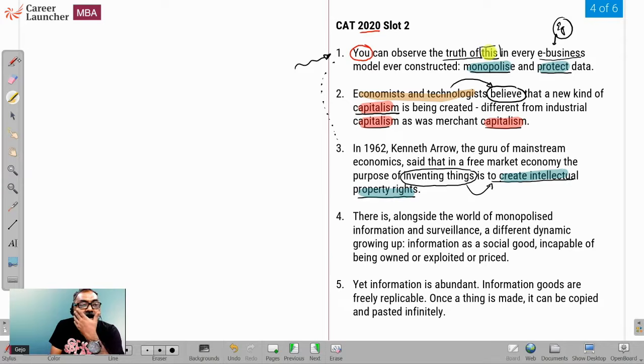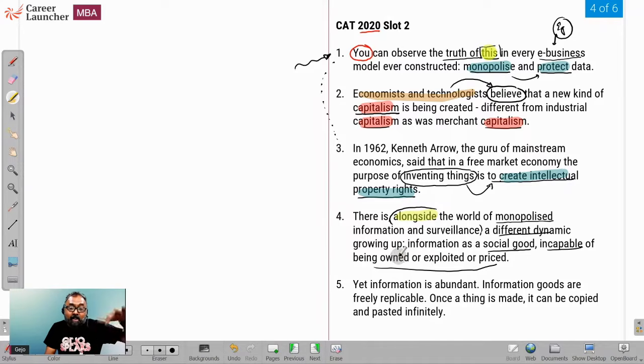There is, alongside the world of monopolized information and surveillance, a different dynamic growing up. Information is a social good, incapable of getting owned. So that is in contrast with protecting data. The word alongside suggests that while this monopoly is happening, there is also a different thing happening, which is a social good.